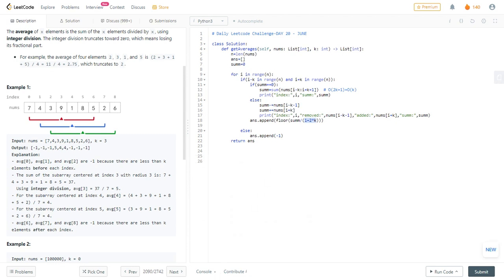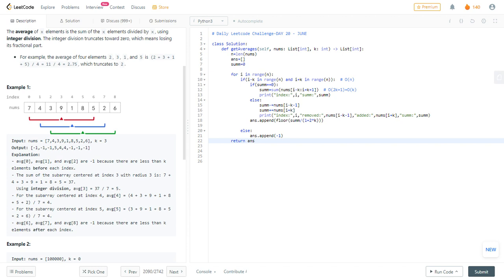So I was telling the time complexity. This loop will take O of n, and only in one iteration this will be executed. So the time complexity is around O of n plus k. If you talk about the space complexity, since we have written the answer in an array, space complexity will be O of n. So time complexity O of n plus k and space complexity O of n.